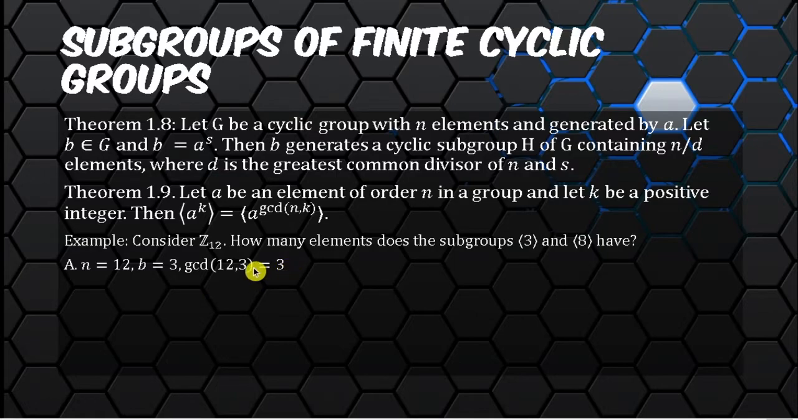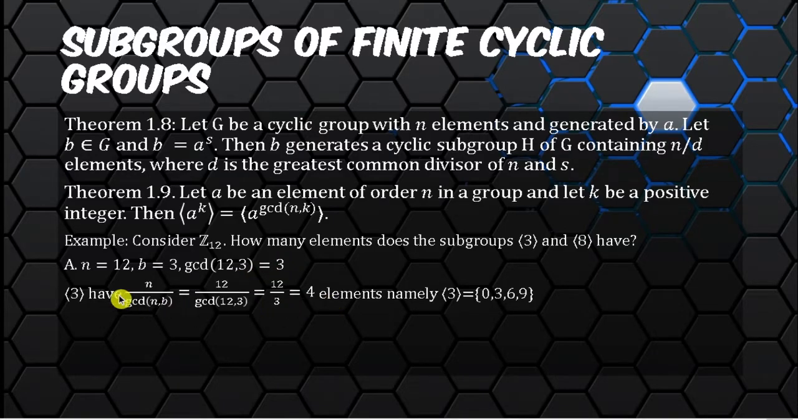GCD ng 12 at saka 3. The greatest common divisor, pinakamalaking integer na magdi-divide sa 12 at 3. Well, that's 3 itself. 3 divided by 3 is 1 and 12 divided by 3 is 4. Obviously, both of them are divisible by 3 and 3 is the largest nga na divisor.